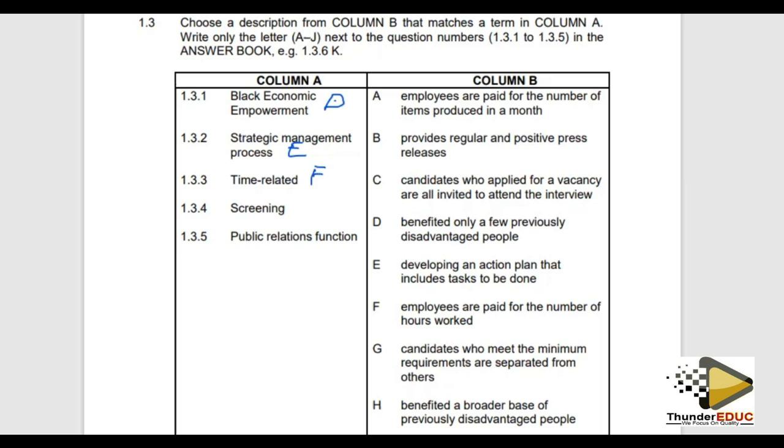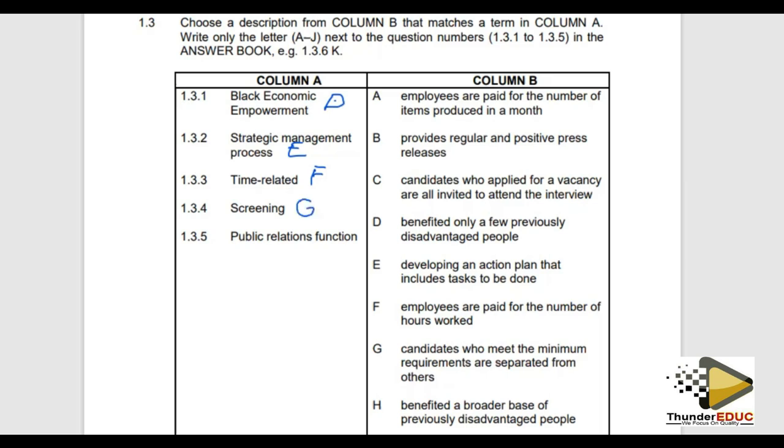Next question we have, what do we call screening? Normally screening is done after the submission of the CVs. After the submission of the CVs, that's when screening actually takes place. The screening helps to separate the candidates who don't meet the requirements from those who do meet the requirements. So if we check the options given, we have G, candidates who meet the minimum requirements are separated from others. So in this regard, our appropriate answer is going to be G.